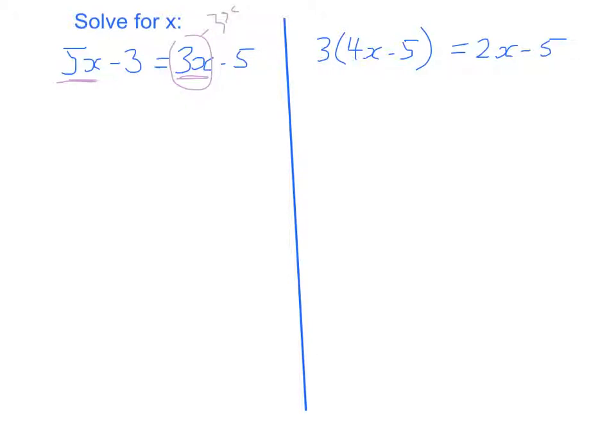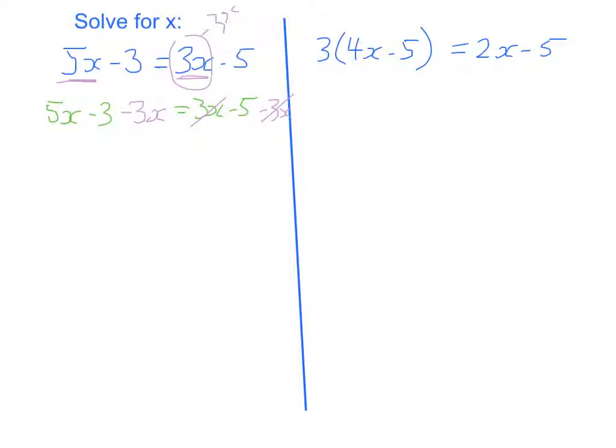So I'll rewrite this again. 5x minus 3, and I'm taking away 3x from both sides, equals 3x minus 5 minus 3x. So I've taken away 3x from both sides here. Now on the right hand side I've got plus 3x take away 3x equals 0, so they disappear. I'm going to need to write 0 down.